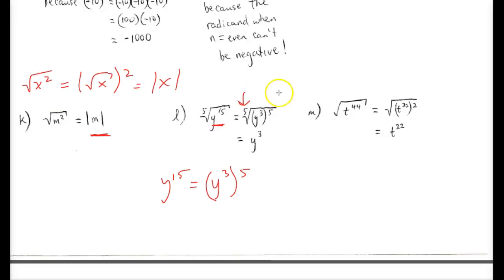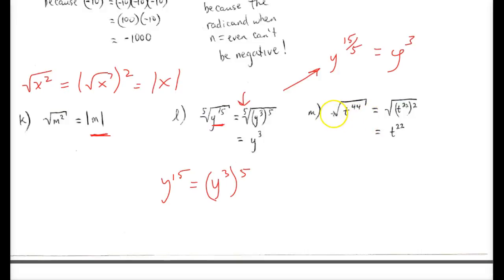Another way that we can think about it, which is probably an easier way, is to say that the fifth root of y raised to the 15 can be rewritten as y raised to the 15 divided by 5, which is the same as y raised to the 3. Okay, so that's another way of thinking about that as well.